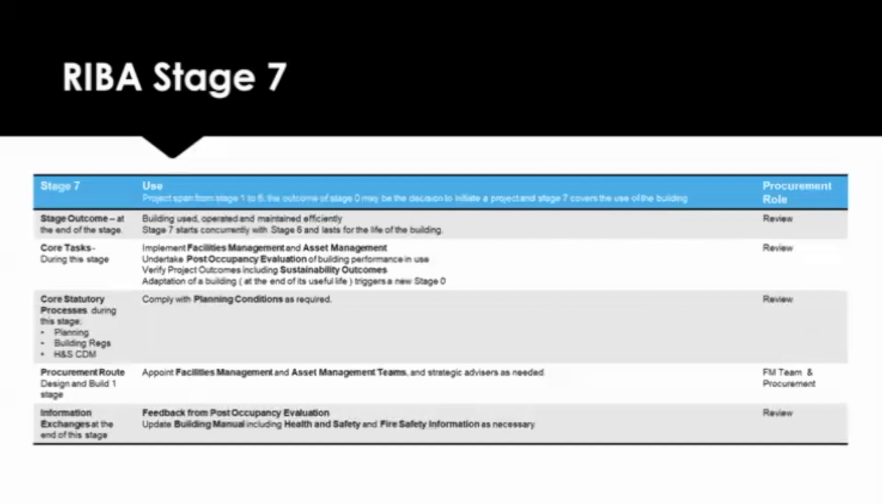And then the final one is RIBA 7. So it's now fully in use. Defects should be rectified at this stage, and you're now operating and maintaining it effectively. And in some contracts, the contractor might be responsible for the operating and maintenance, or just the maintenance, for a period of time after the building has been put in use.